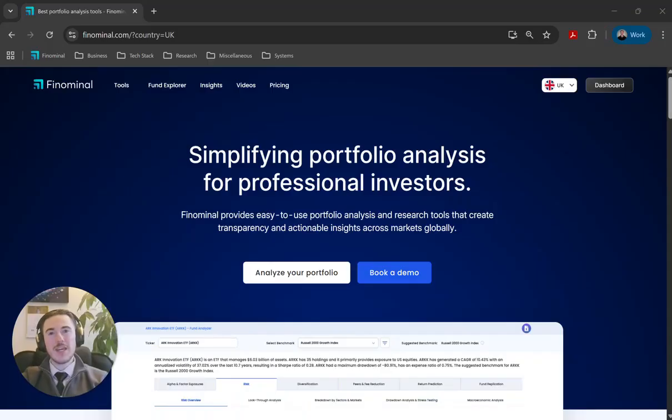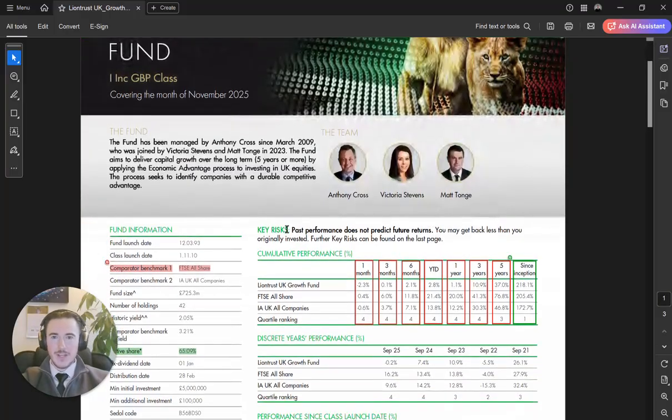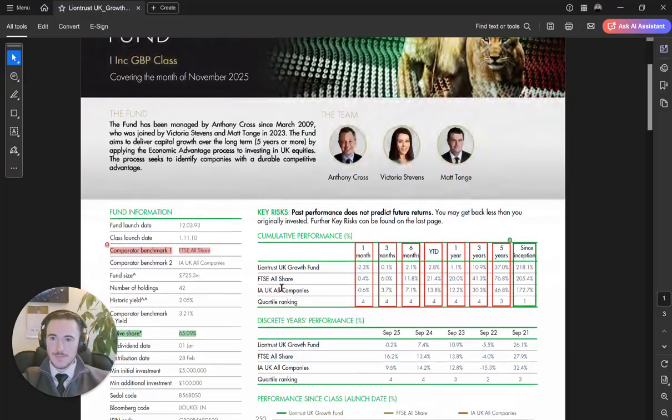In today's video we're going to be taking a look at the Liontrust UK Growth Fund. So to start with, let's head over to the fact sheet. My initial apologies to the team and Lions for the distortion. I did have to enhance this file so we can easily look at the text.